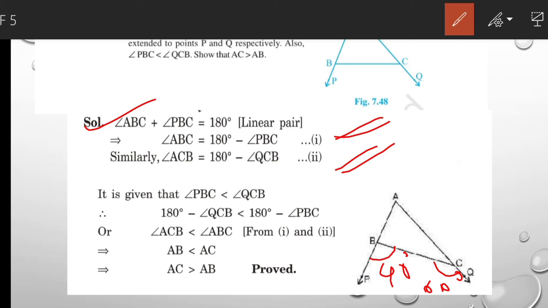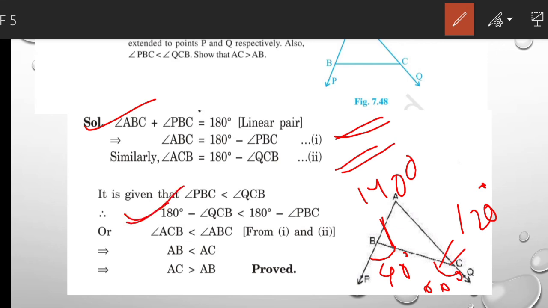Now it is given angle PBC is less than QCB. So we can write that 180 minus PBC will be greater than 180 minus QCB. Whenever we are subtracting from 180, the inequality sign changes. That means if this angle is 140, this angle will be 120. So angle ACB will be less than angle ABC.